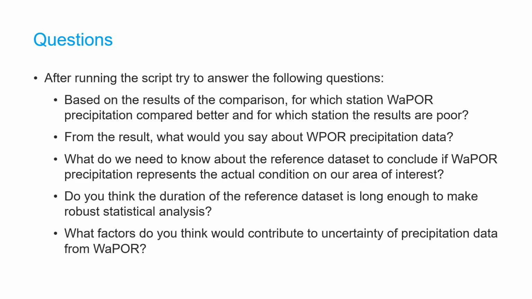Based on the results of the comparison, for which stations did WaPOR precipitation compare better and for which stations are the results poor? From the result, what would you say about WaPOR precipitation data? What do we need to know about the reference dataset to conclude if WaPOR precipitation represents the actual condition in our area of interest? Do you think the duration of the reference dataset is long enough to make a robust statistical analysis? What factors do you think would contribute to uncertainty of precipitation data from WaPOR?